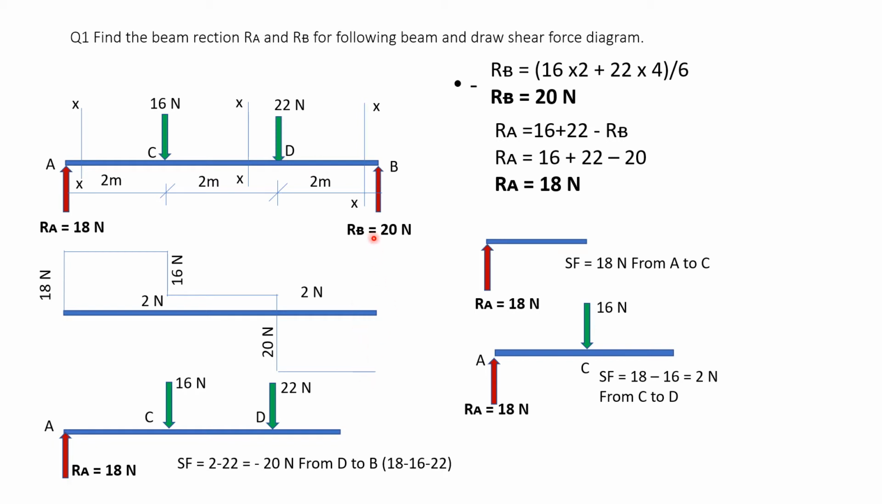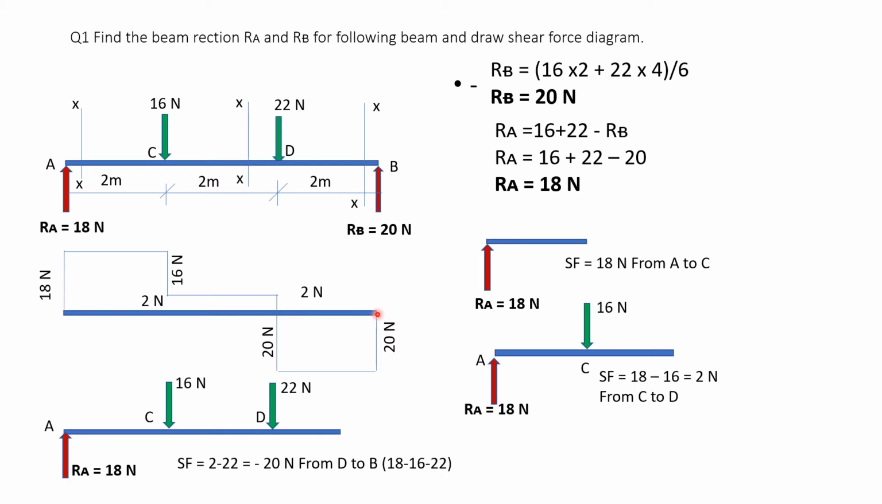At B, what is happening? There is one vertical force RB going up by 20. So when I reach here, I have to add this plus 20 going up. So this minus 20 and plus 20 will become 0. So here we go up vertically by 20 Newton because RB is going up. So we reach here at 0. Now our sigma Fy is 0. So here at the end of the shear force, we must reach 0.